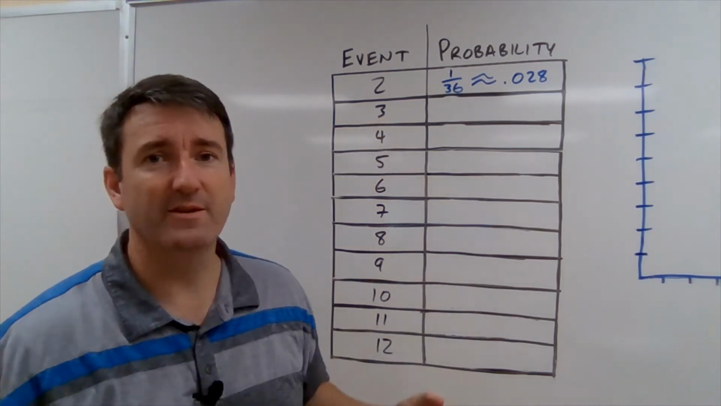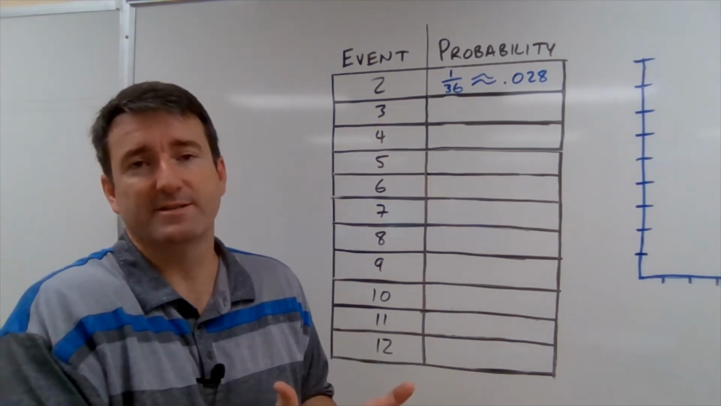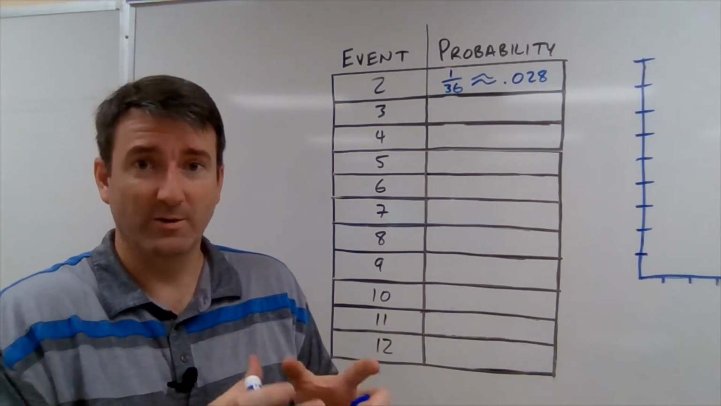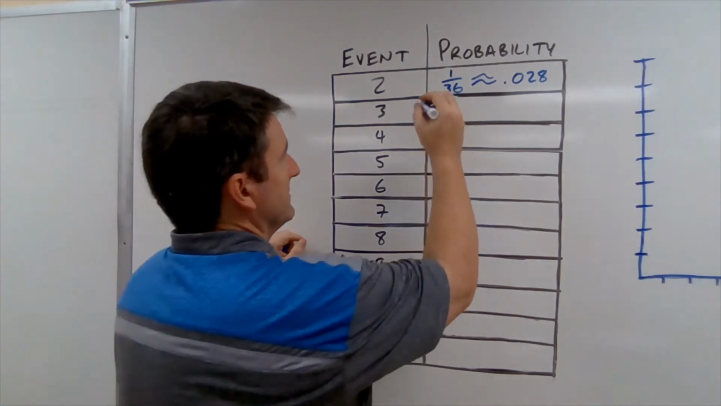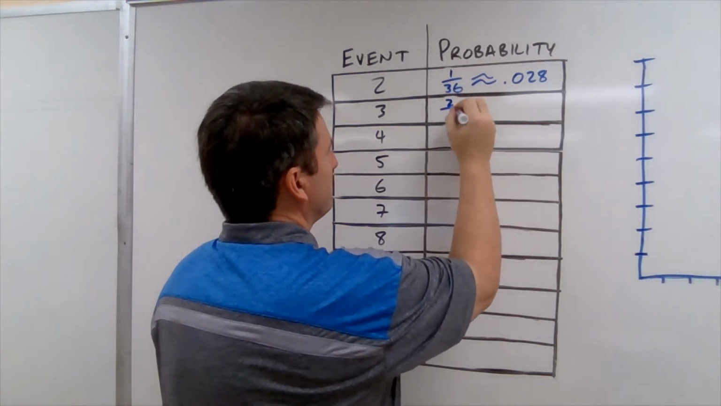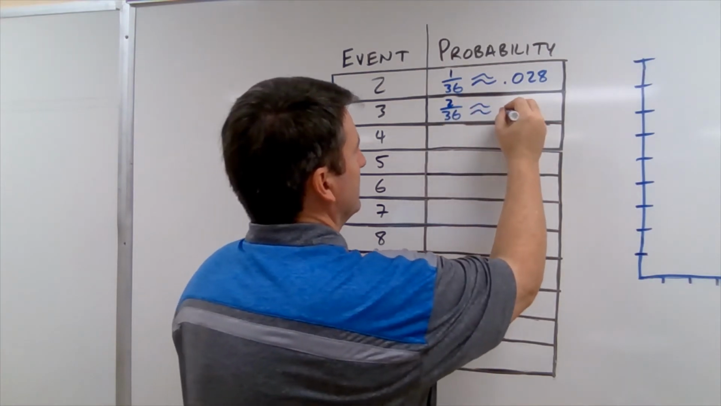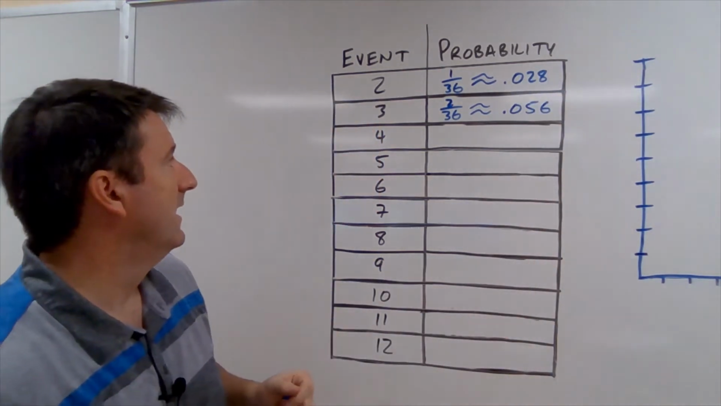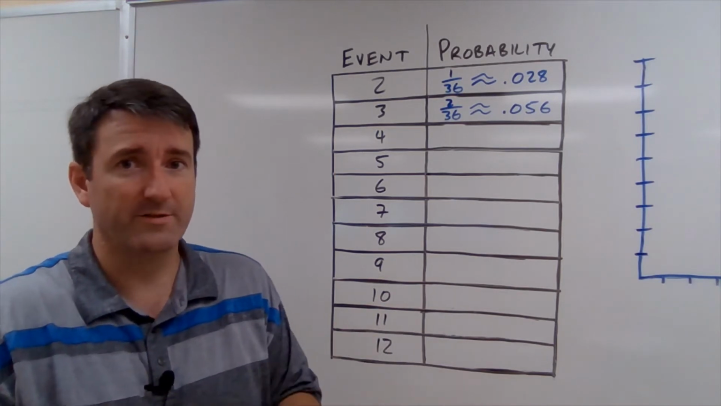For a 3, there's two ways to get a 3, two outcomes that give us a sum of 3. We can get a 1 and a 2, or a 2 and a 1. Those are two different outcomes, and they give us the same event of a 3. So our probability is 2 out of 36, which is approximately equal to 0.056.